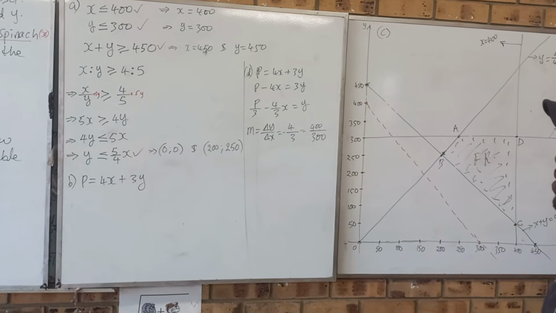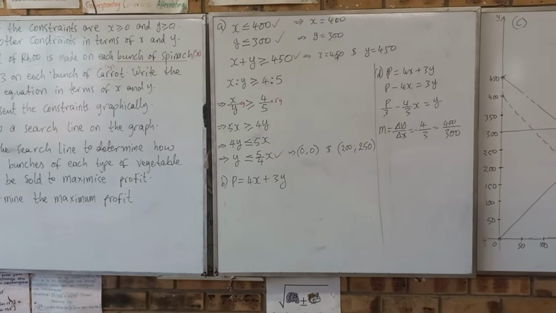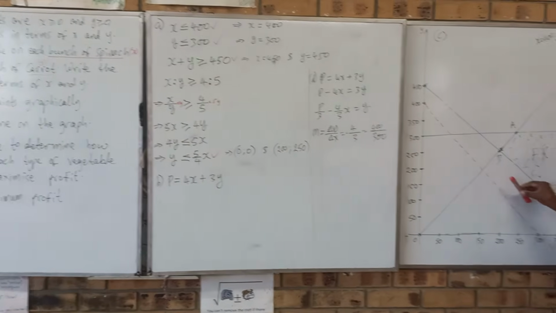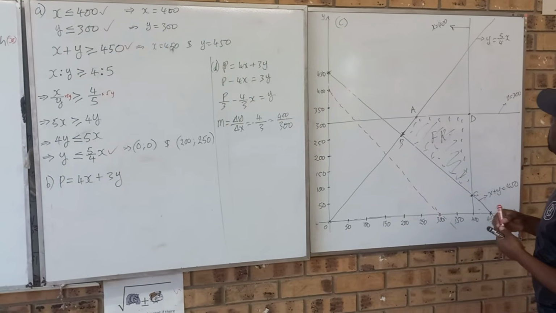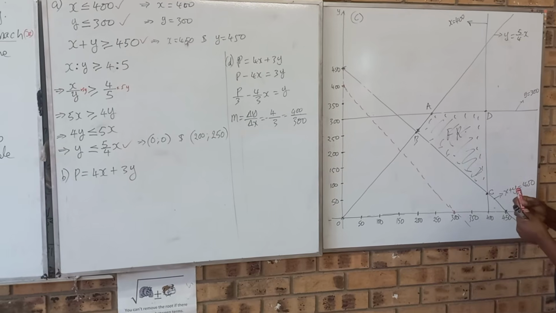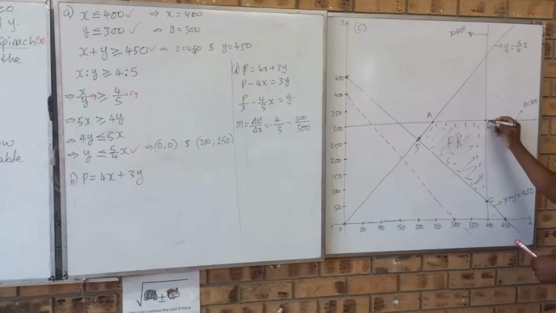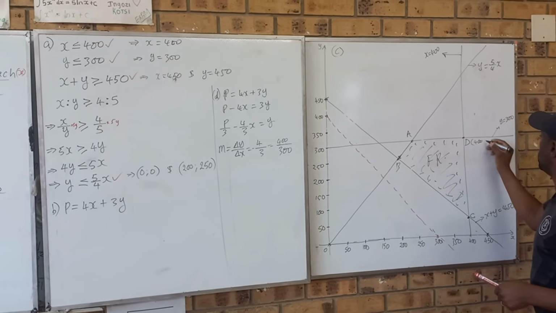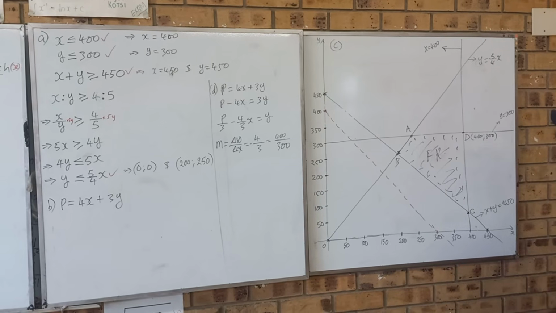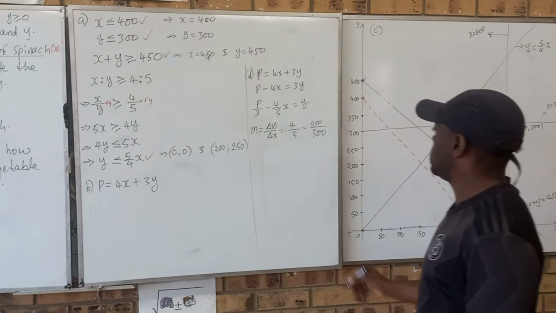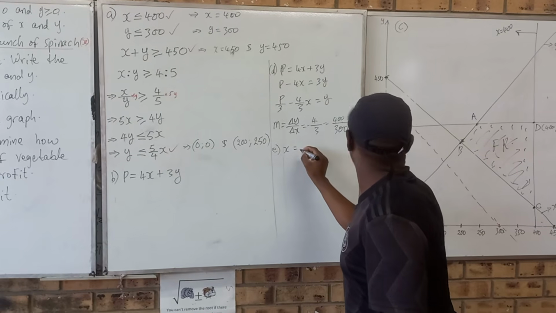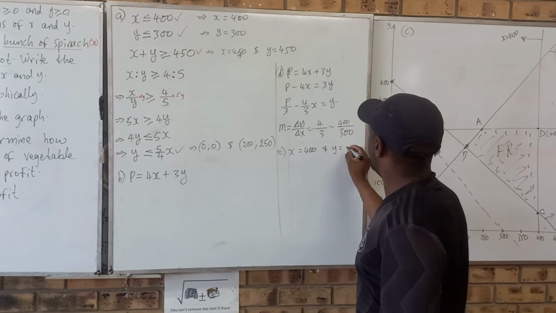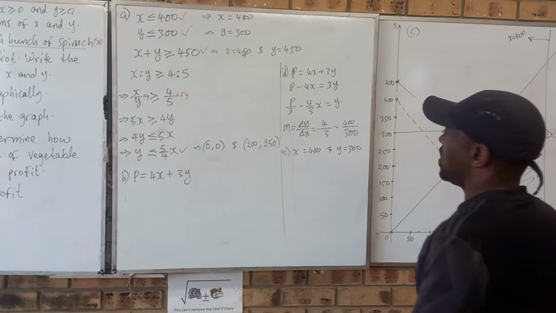Then it says use the search line to determine how many bunches of each type of vegetable must be sold to maximize profit. So we now see that to maximize profit, we target the point D. And our graph is easy because the coordinate of D you can read from the graph. Where you see D, if you go down, you will get 400. And if you go across to the y-axis, you will get 300. So with a good graph, you can pick that out. So it means our E means x is equal to 400. We need 400 bunches of spinach, and y is equal to 300 bunches of carrot.